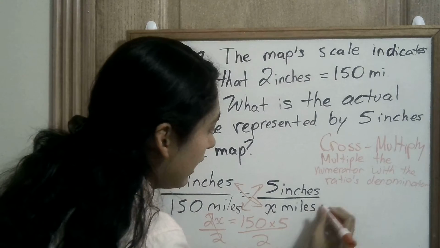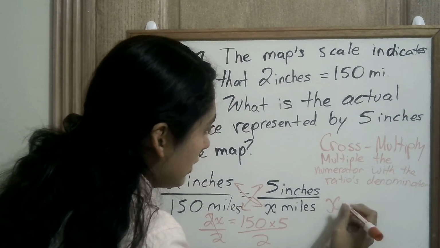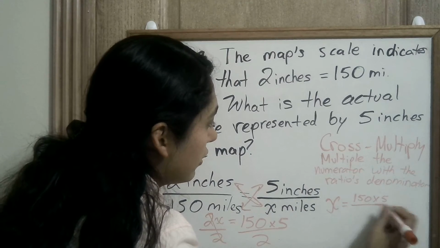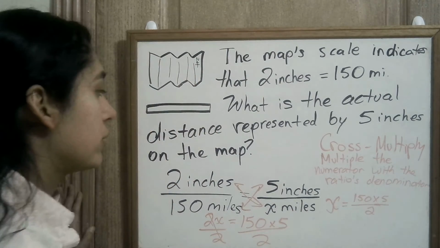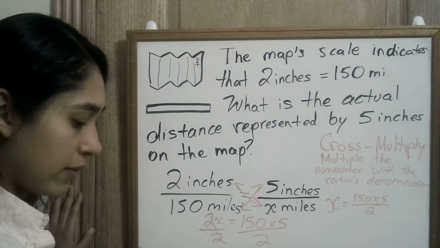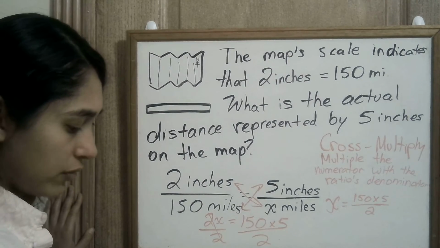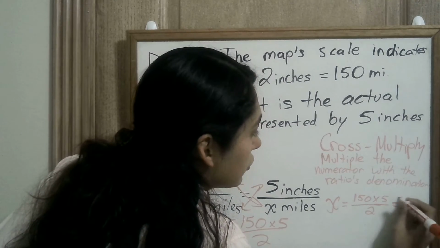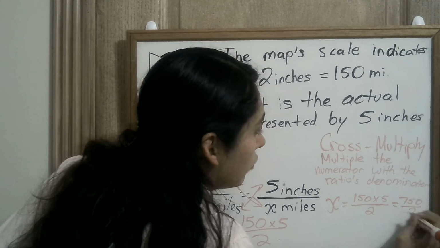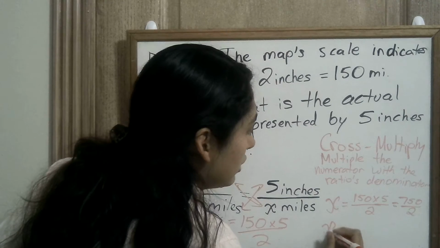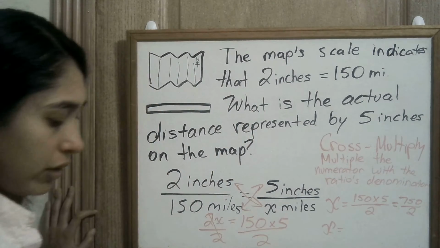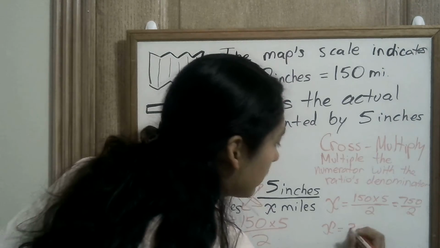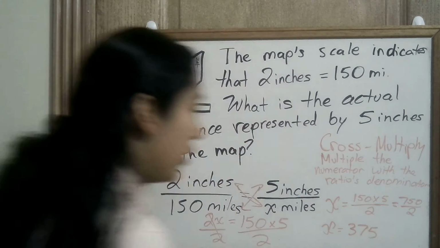Alright, so we've got x is equal to 150 times 5 all over 2. Alright, so we have 150 times 5. If we multiply that, we know that it's going to be 750 all over 2. So let's go ahead and divide 750 by 2. I went ahead and calculated that already for us. So that's going to be 375.